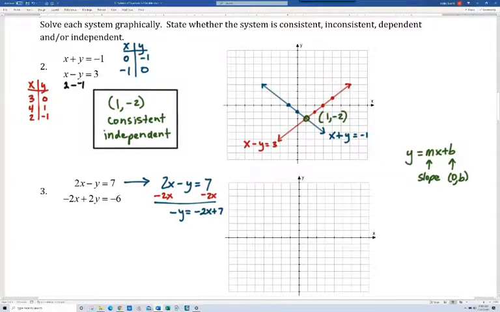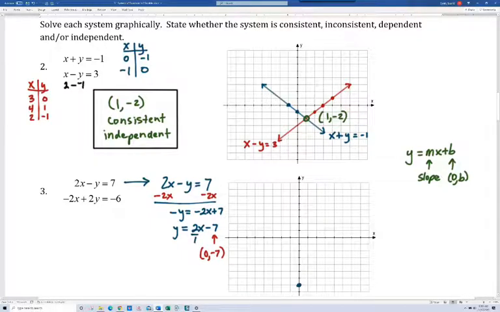And I can either multiply or divide both sides by -1. And when I do that, all my signs are going to change. So I'll get y equals 2x minus 7. So my y-intercept is going to be at 0, -7. And my slope, well, let's go ahead and plot that point, 0, -7.